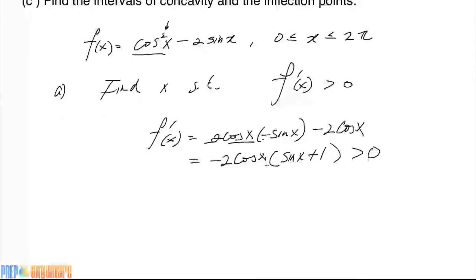Okay, so you know what? Let's get rid of this negative. That's confusing me. I can just multiply both sides by -1. Okay, and get 2 cosine of x, sine of x plus 1. Where is that negative? So wherever this is negative, the product is negative, the first derivative is increasing.